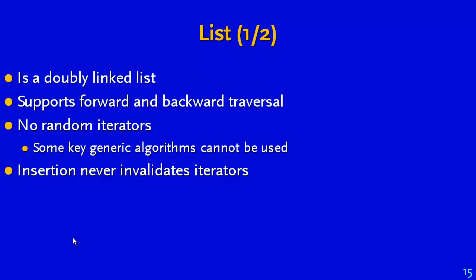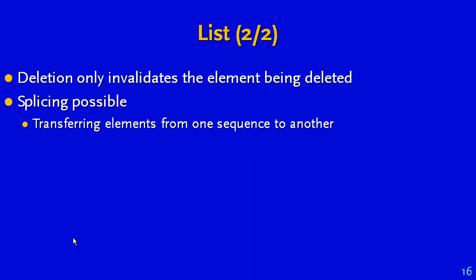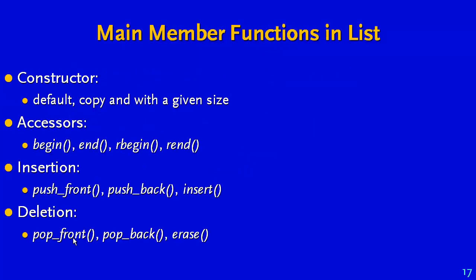A list is a doubly linked list. You need to check what a doubly linked list is. We have backwards and forwards traversals, using plus plus and minus minus. It has no random iterators. You cannot jump to a certain position in your list. The member functions are here as before.